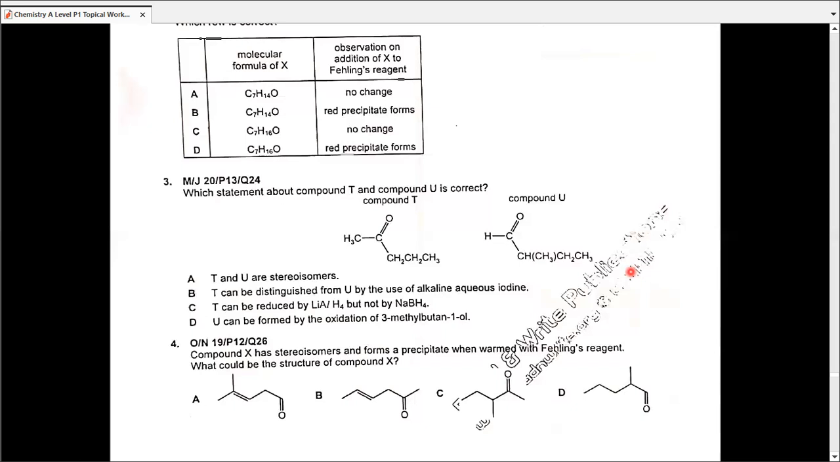Beta. Good. And which one is going to give the yellow precipitate? Yellow precipitate. Yes. If beta is correct, one of them is going to give a yellow precipitate. Which one will? Yeah, CH3, the compound T. Compound T. Good. Number 4.